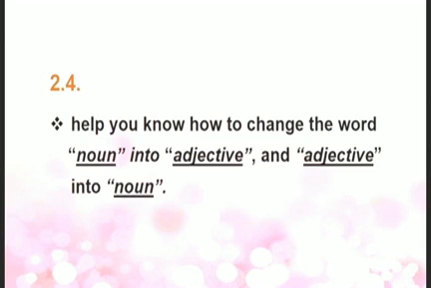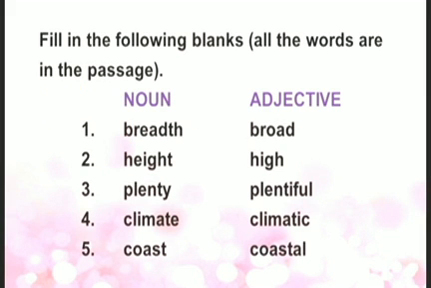Now, we will go to the next portion. This exercise will help you know how to change a noun into an adjective, and you can also change an adjective into a noun. Let's see exercise 2.4. In these questions, you are given the noun form breadth and you have to find the adjective form of breadth. The correct answer is broad.